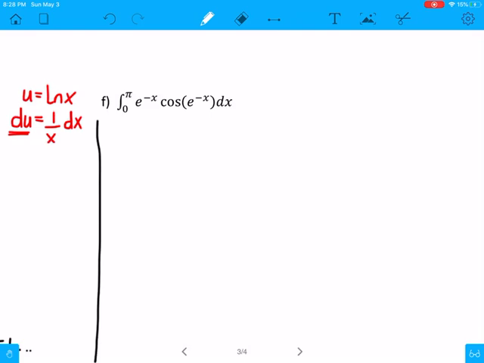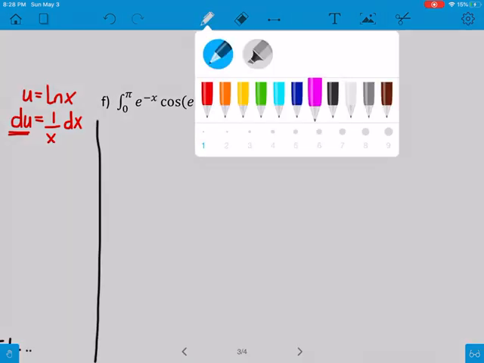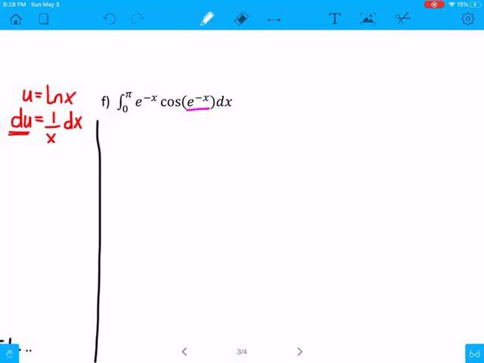So now I'm going from 0 to pi, e to the negative x, cos e to the negative x. And remember, when I have a trig and I don't have an x beside it, I immediately try and make that be my u. So I'm going to go over here and do my actual math.